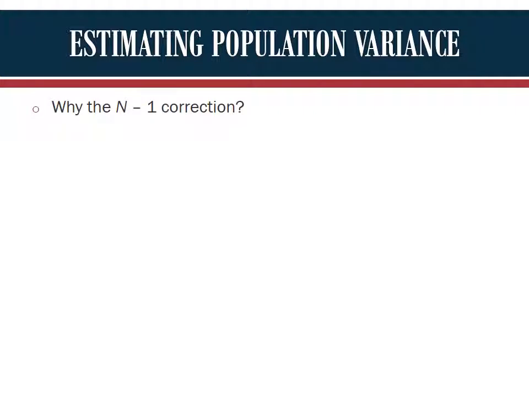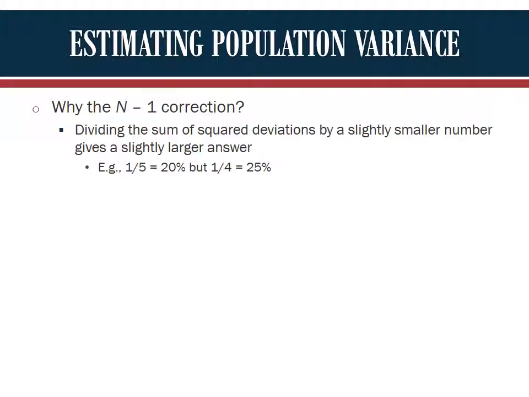All right, so why the n minus 1 correction? Well, there's kind of 2 big reasons for this. One is that if you divide the sum of squared deviations by a slightly smaller number, that gives you a slightly larger answer. And the problem with sample variance as an estimated population variance is that it's a little too small, right? So sample variance is a little too small. So if we divide by n minus 1 instead of n, it's going to give us a slightly larger answer, which means our estimate is going to be slightly larger and it's going to be more accurate as an estimated population variance.